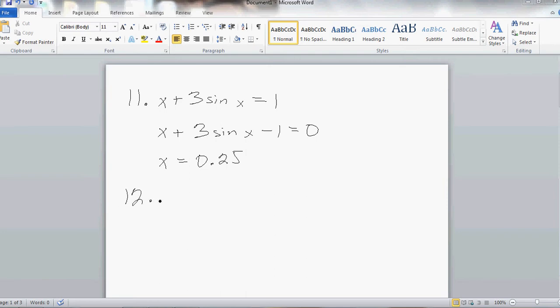Number 12 is x squared minus 4 cosine of x equals 0. And once again, same thing here. Get everything to one side, set it equal to 0. It's already there, so all we have to do is punch this into our graphing calculator. Y equals x squared minus 4 cosine x. We're going to find the x-intercepts, and there happen to be 2 of them here. And they are negative 1.20 and a positive 1.20.